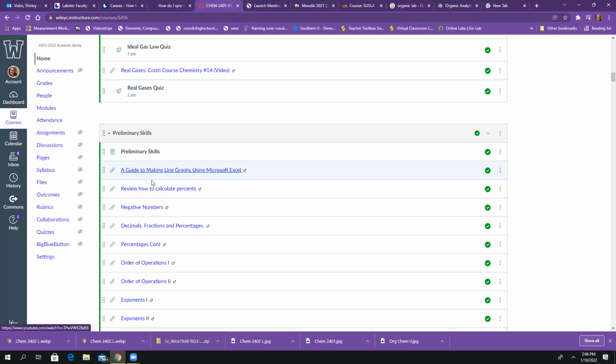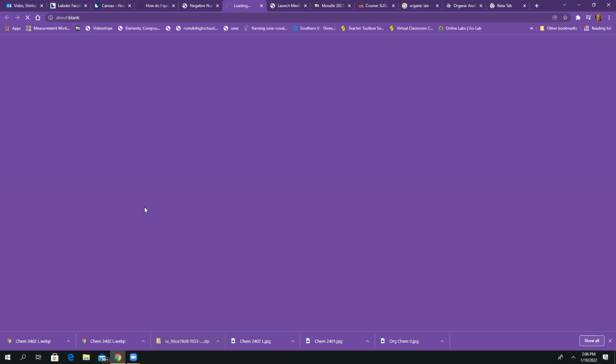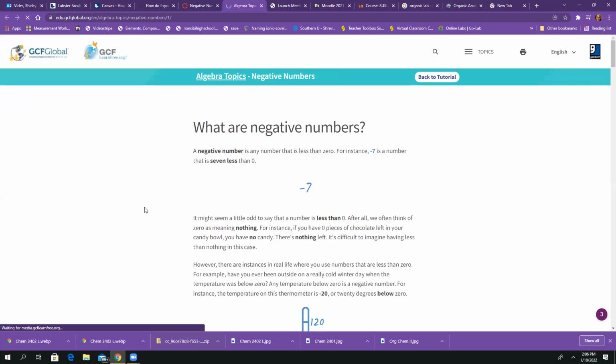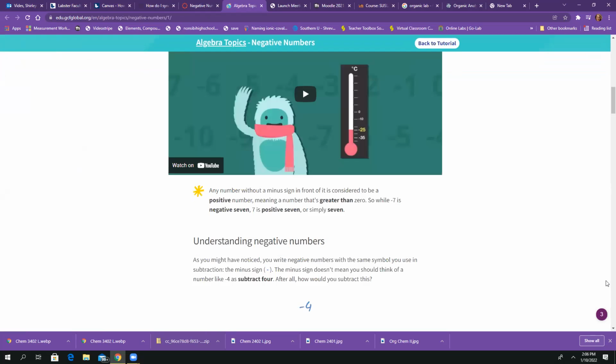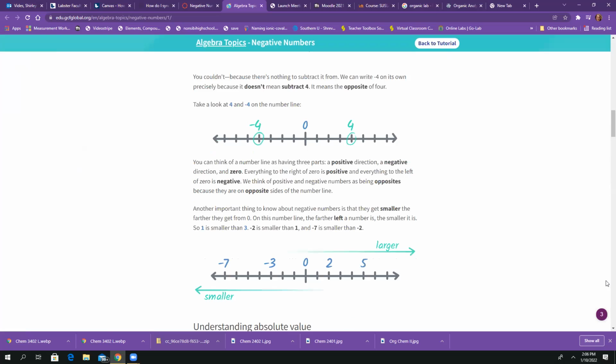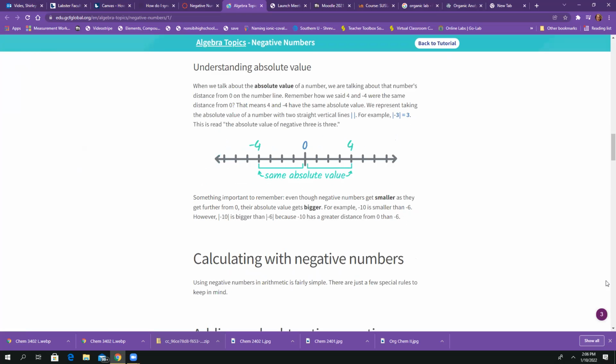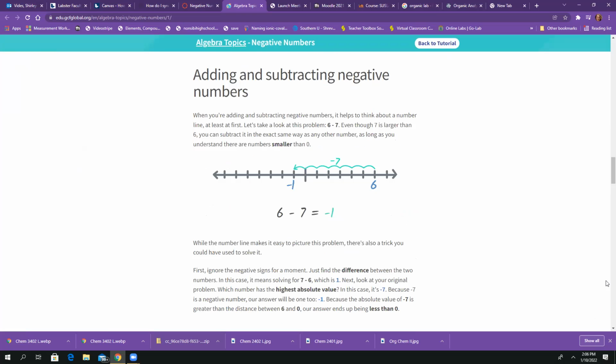certain places that you can go to remember, maybe, or revise or review or whatever you want to call it, certain concepts that we're going to be using. For example, negative numbers. So if you don't remember, you click on that and it takes you to a tutorial that explains negative numbers. And it gives you a number line and it shows you what they are and how they look.